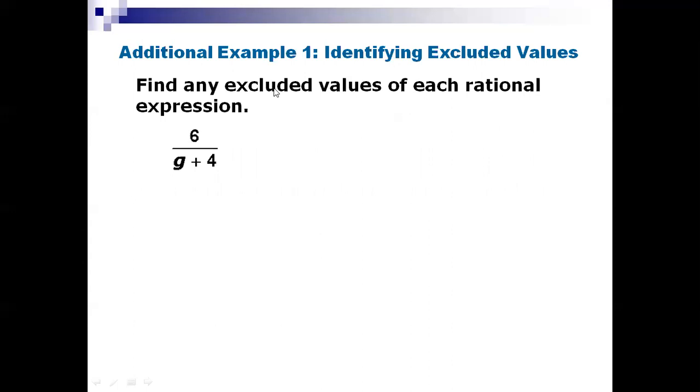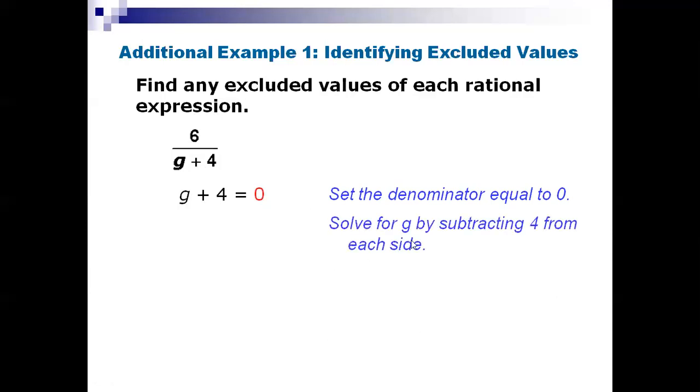Let's take the first example, identifying excluded values. Find any excluded values of each rational expression. The given is 6 over g plus 4. Step number 1, set the denominator equal to 0. In this expression, the denominator that we have is g plus 4. So set your denominator, g plus 4, equal to 0, and then solve for g by subtracting 4 from both sides. So we will have g equals negative 4. Therefore, the excluded value of this expression is negative 4. That value of g will make the expression undefined.